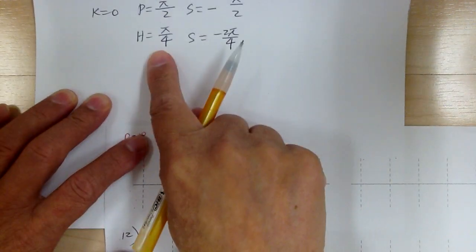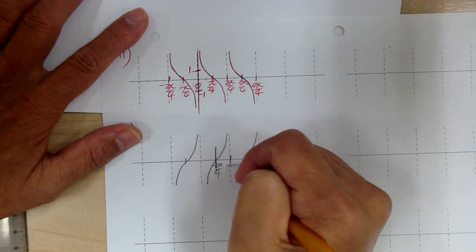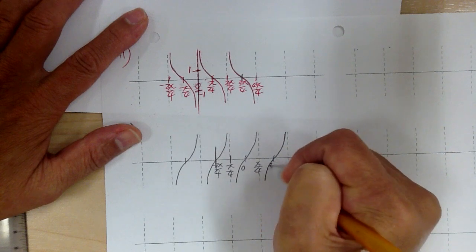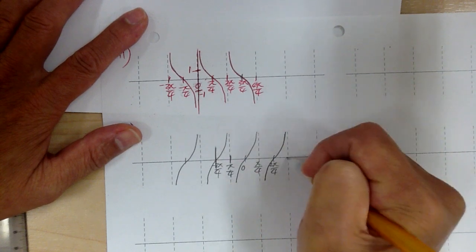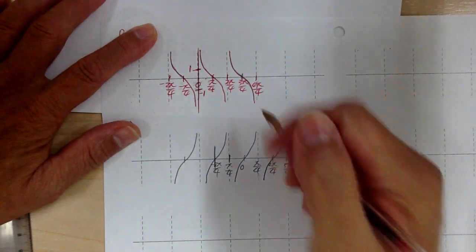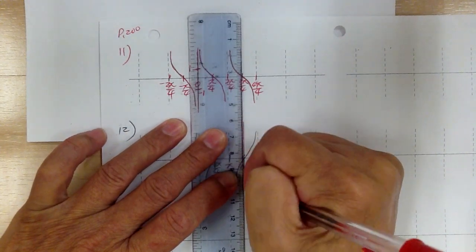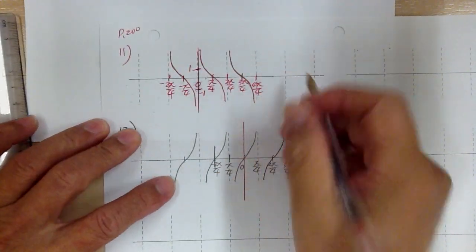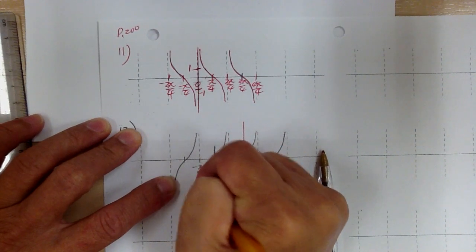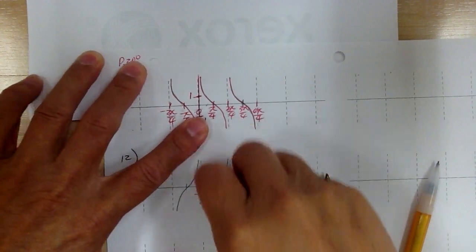Every division is pi over 4. So this will give you negative pi over 4, here will be 0, and this would be pi over 4, 2 pi over 4, and you've got 3 pi over 4. From here, your axes would be right over here. Then you have to go back a little bit more to negative 3 pi over 4, and you can erase this little marking right over here.